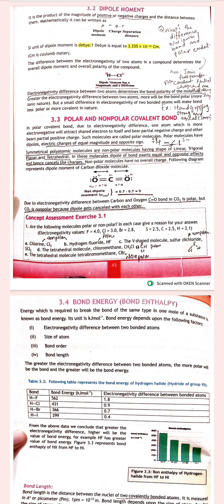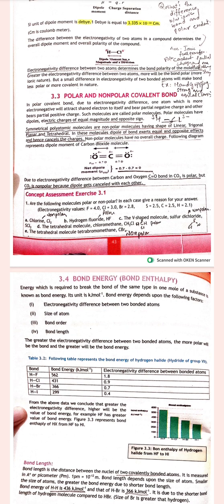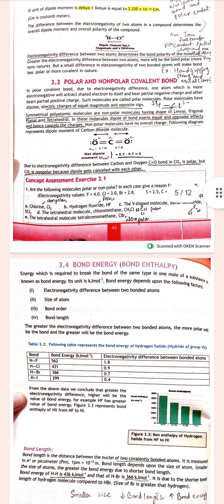The difference between the electronegativities of two atoms in a compound determines the overall dipole moment and overall polarity of the compound. Like HCl: the dipole moment has a magnitude and a direction, and the arrow points towards the more electronegative atom. The electronegativity difference between the two atoms determines the bond polarity. The greater the difference, the more polar the bond, meaning more ionic nature. But a small difference will just make a bond polar or more covalent in nature.